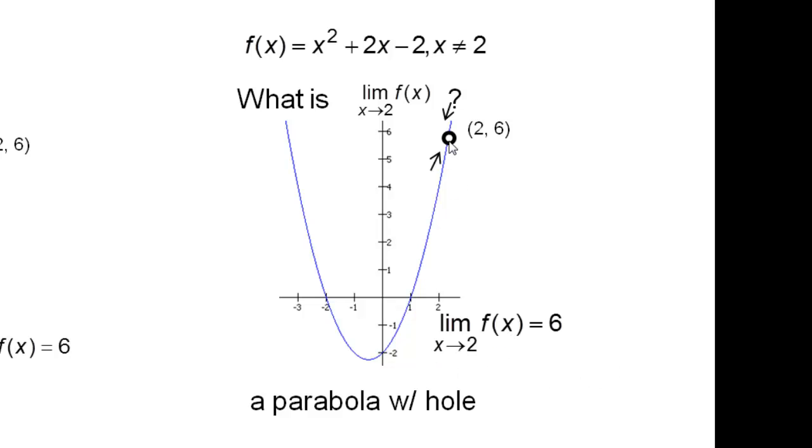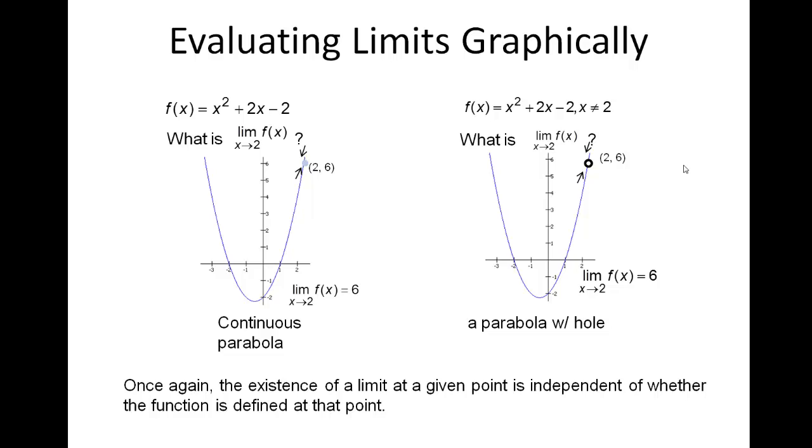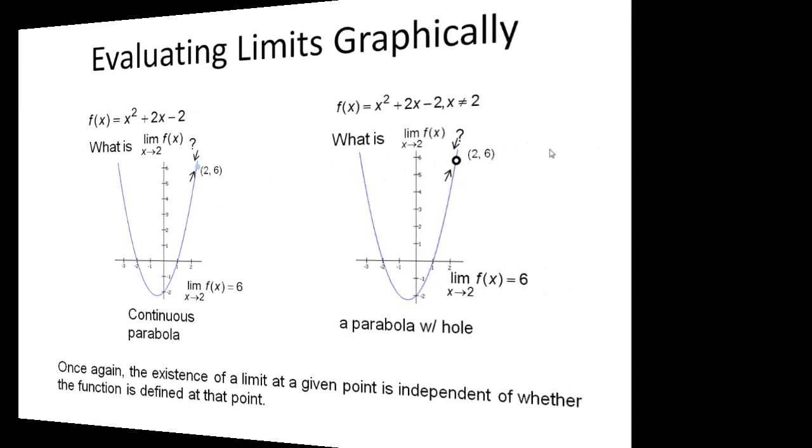Notice the function had no value at x equals 2. That doesn't matter. What matters is what's happening as we approach from the left and the right-hand sides. The existence of a limit at a given point is independent of whether the function is actually defined at that point. Instead, it's what's happening as the function approaches that point.